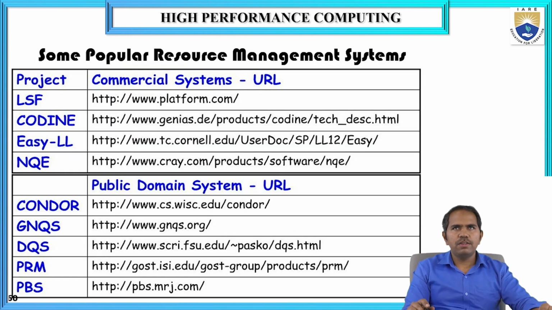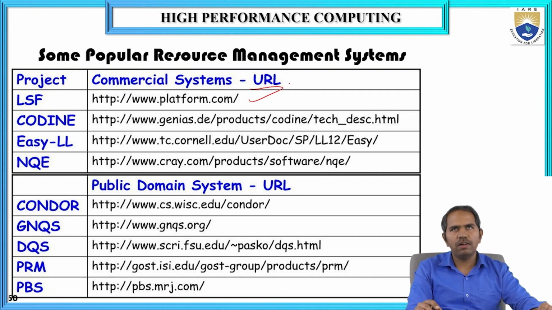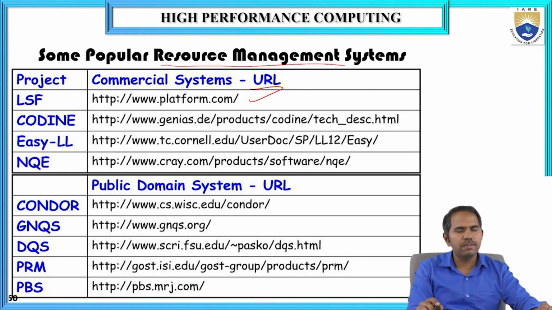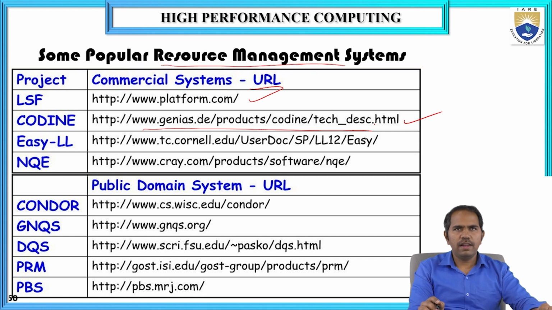Some popular resource management systems are LSF. This is a resource for commercial systems with a URL, Uniform Resource Locator. LSF is a popular resource management system, RMS. Then Codine, and then EASY-LL. And NQE. These are resources for commercial systems.